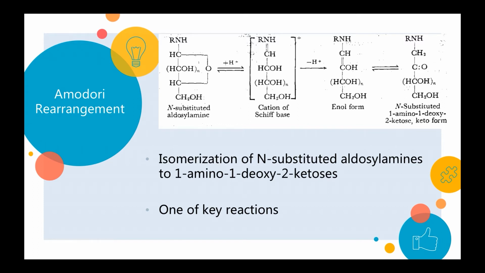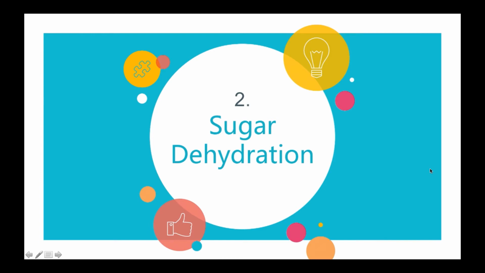The N-substituted glycosylamine turns into a cation of Schiff base under the catalysis of acid. Then it will undergo deprotonation to form the ketose amines. The Amadori rearrangement is quite important for the Maillard reaction because blocking this step is able to stop the browning. After Amadori rearrangement, the Maillard reaction moves on to the intermediate stage, beginning with sugar dehydration.